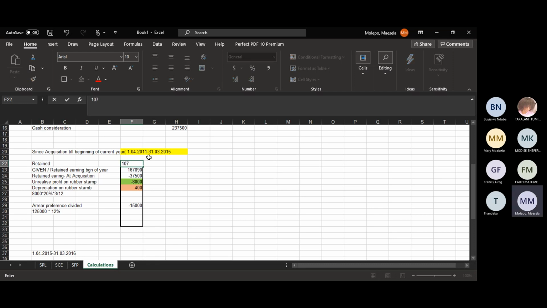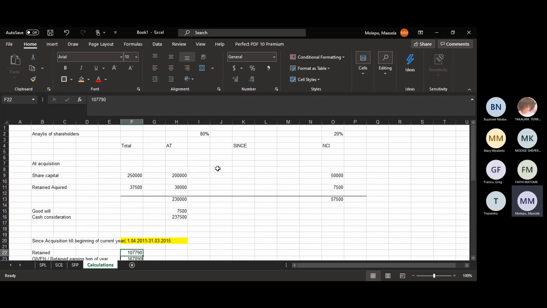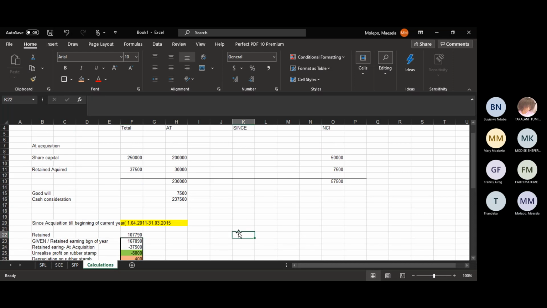So you put your 107,790. We are happy, right? So we take the 107,790 multiplied by the 80%, which will be on the since, multiplied by 0.8, gives us the 86,232, 86,232, and then the remaining figure will be the 21,558.